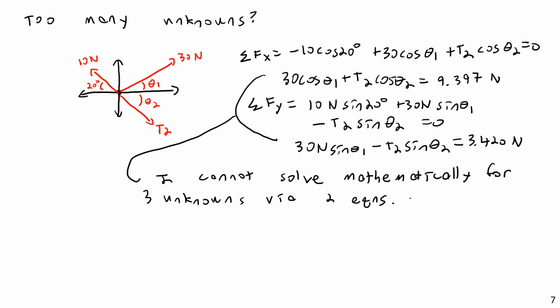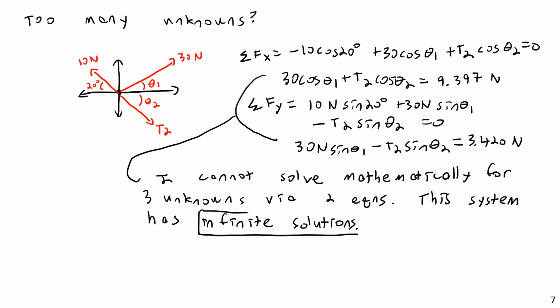So this system has no unique solution. I wouldn't say the system has no solution. Rather, this system has infinite solutions. There are an infinite set of possible answers to this particular problem. Again, we have too many unknowns, and there are an infinite number of arrangements. I could also say, as you also see it suggested, there is no unique solution.